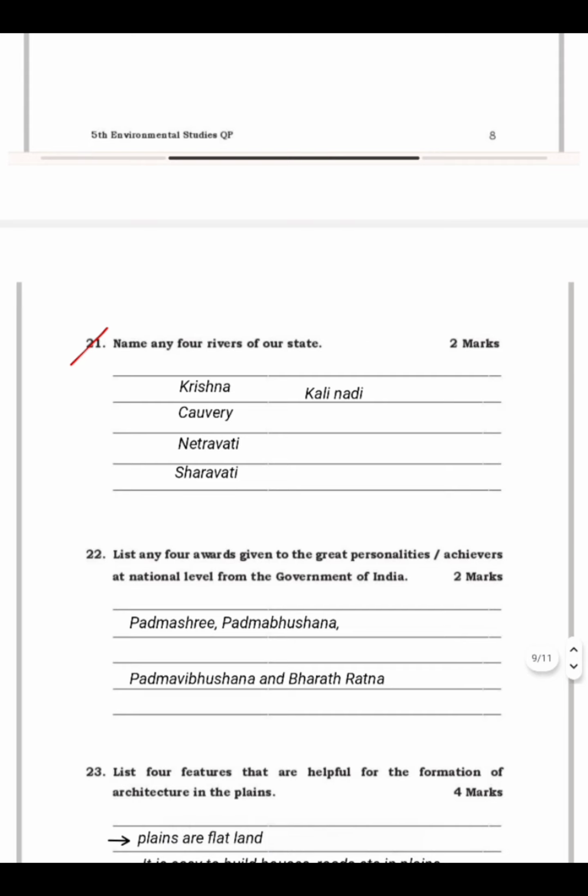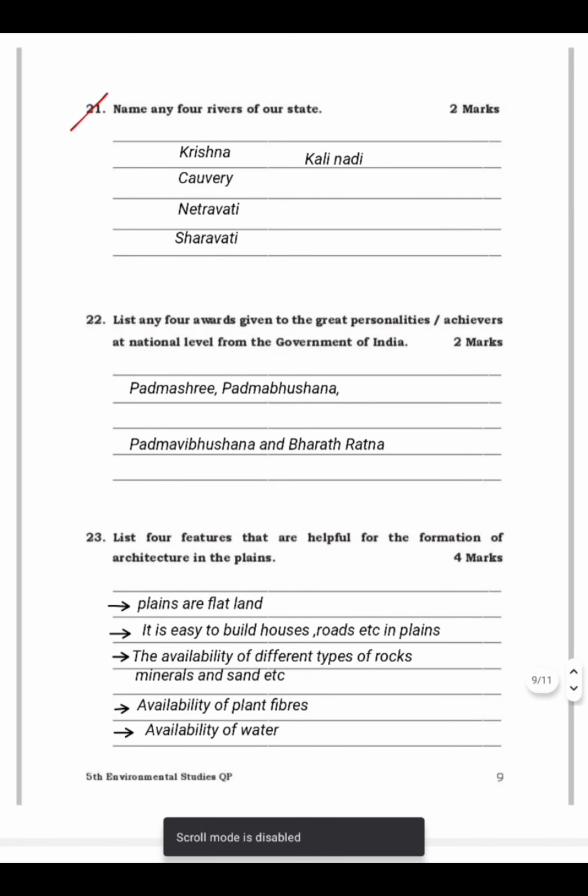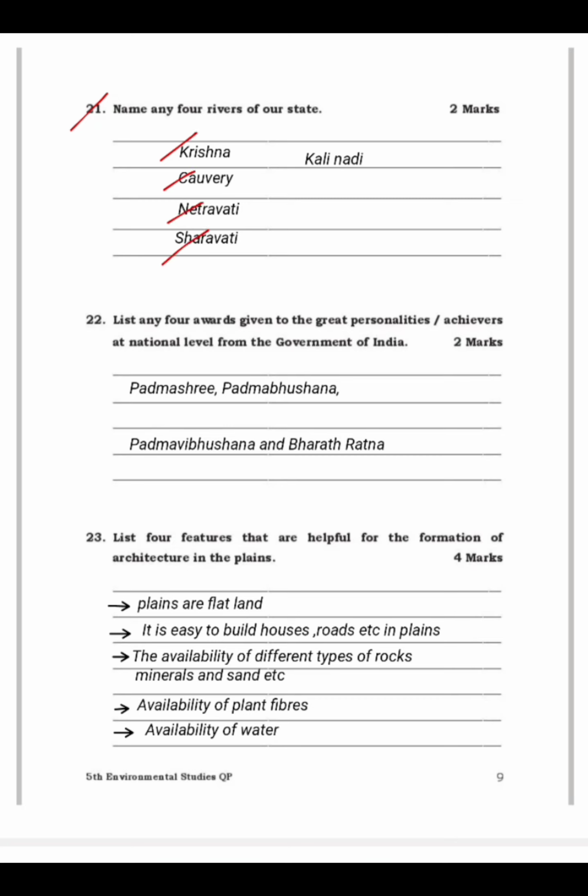Question number 21. Name any four rivers of our state. Which is our state? Karnataka. Yes, so you have to write any four rivers of Karnataka. I have written here Krishna, Kaveri, Netravati, Sharavati, Kalinadi. Okay, is that clear? Yes. Now let's move to the next question.